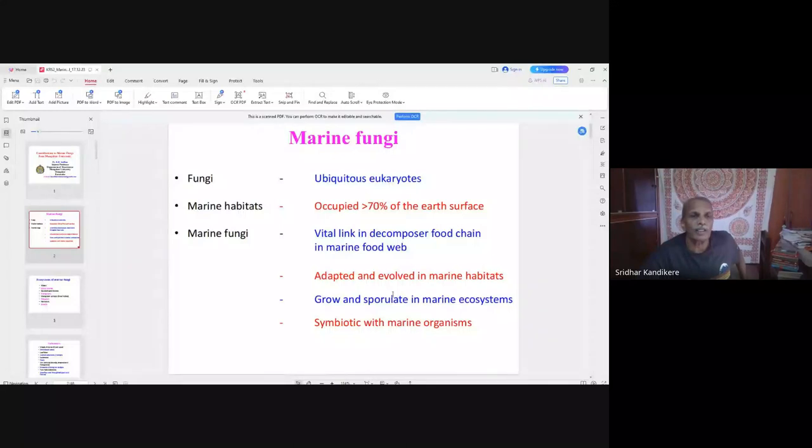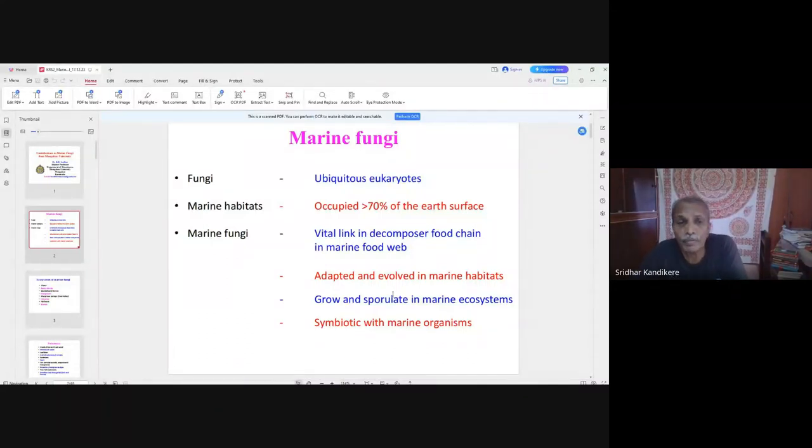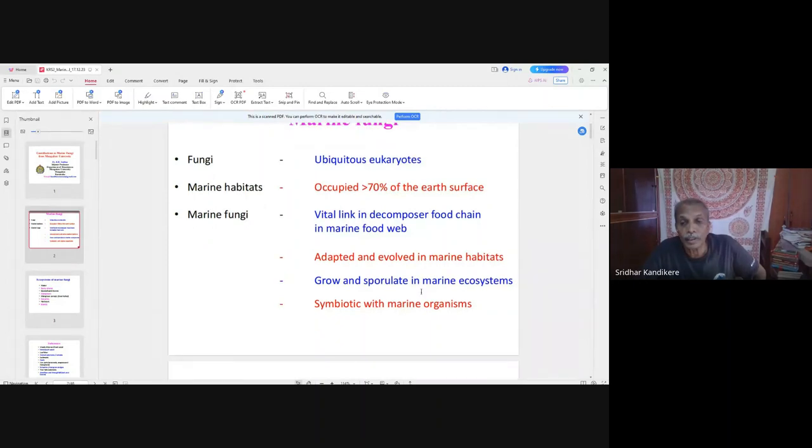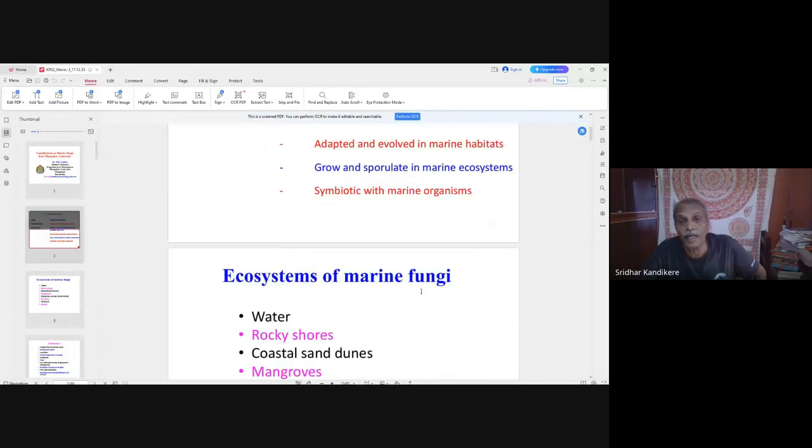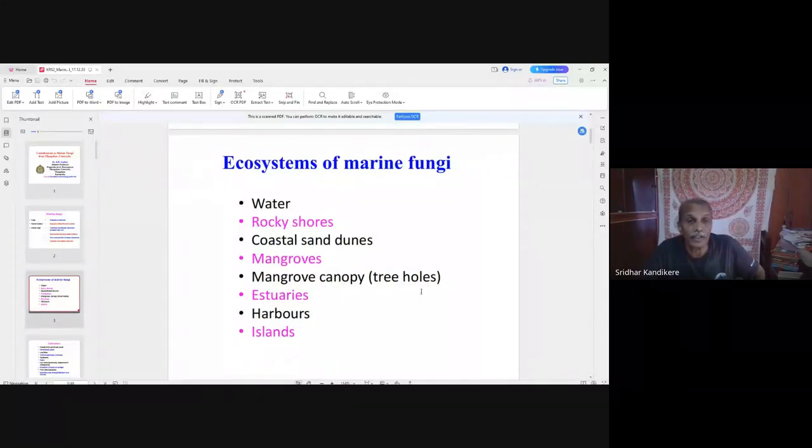As everyone is aware, fungi are ubiquitous eukaryotes, and marine habitats occupy more than 70% of the earth's surface. Therefore, it is a very potential ecosystem to evaluate fungal association. Marine fungi are a vital link in the decomposer food chain and marine food web. They have a lot of adaptability, evolved in marine habitats, grow and sporulate in marine ecosystems, and are symbiotically associated with marine organisms, maybe plants, seagrasses, seaweeds, animals, and so on.